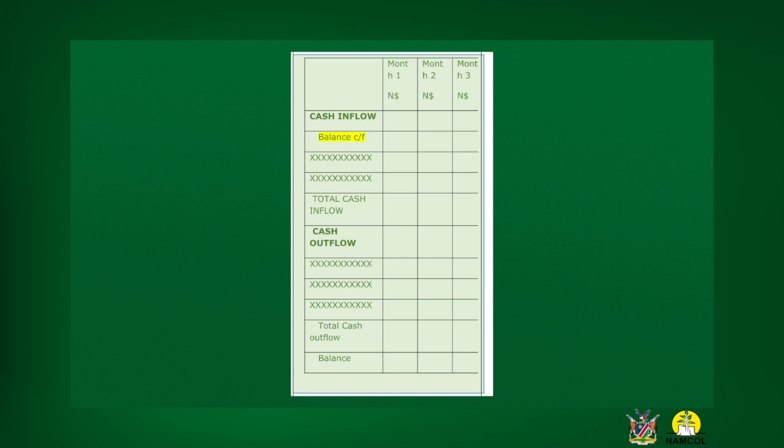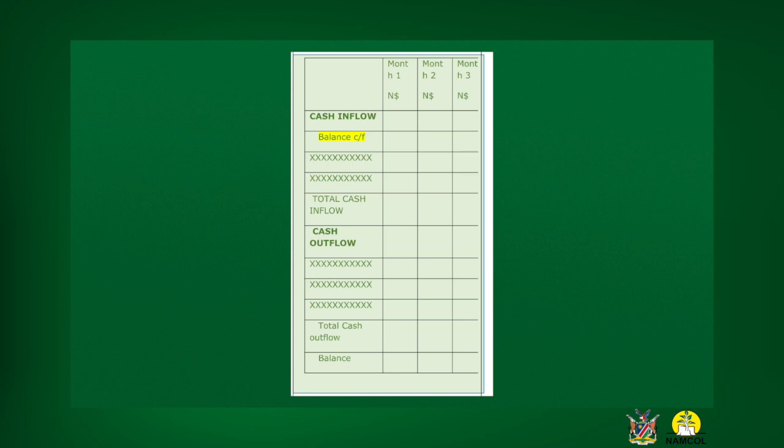In the column on the left, for the cash inflow in the 3 months, you firstly see a balance carried forward. This is the money that was left in the business account from the previous month or year. Here it is months. There are spaces for different inflow of cash and the total cash inflow. And this is the same as with the cash outflow and the total cash outflow. And these are shown in this case over a period of 3 months.